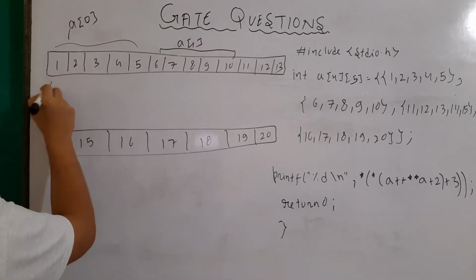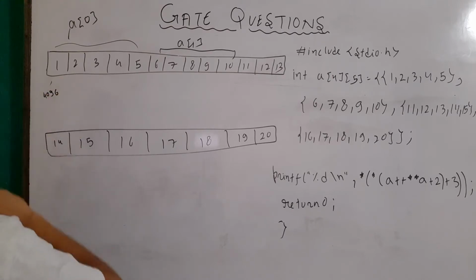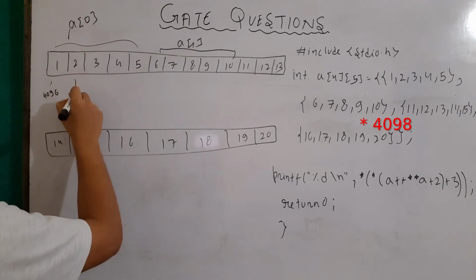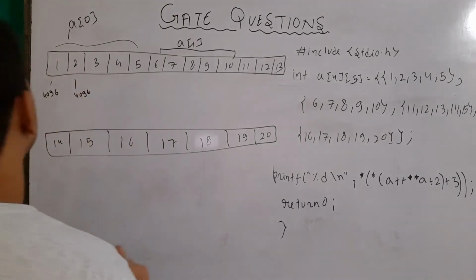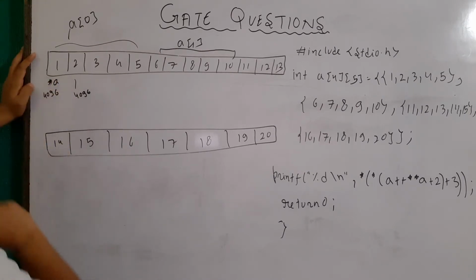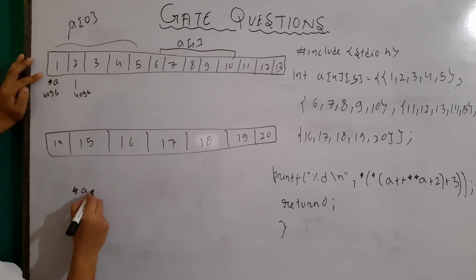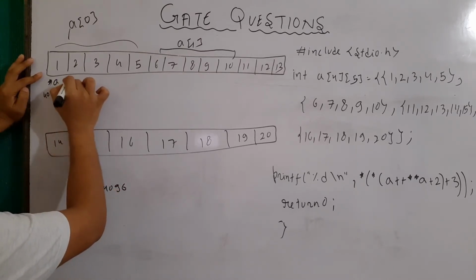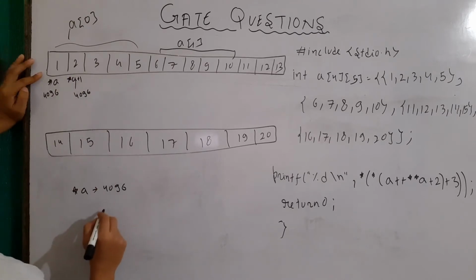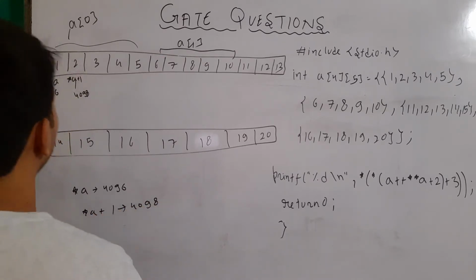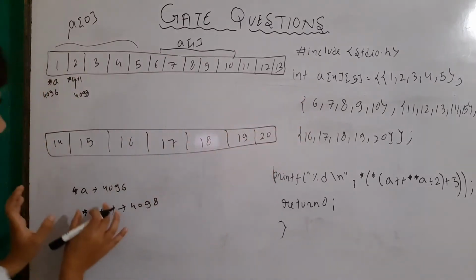The base address, let's say, is 4096. I am considering an integer to be of 2 bytes, so the next address will be 4098, and so on. To access the base address we already know we use *A, right? So if I write *A, it will give me output as 4096. If I do *A + 1, then it will give me output as 4098. So to access the adjacent location we use *A.